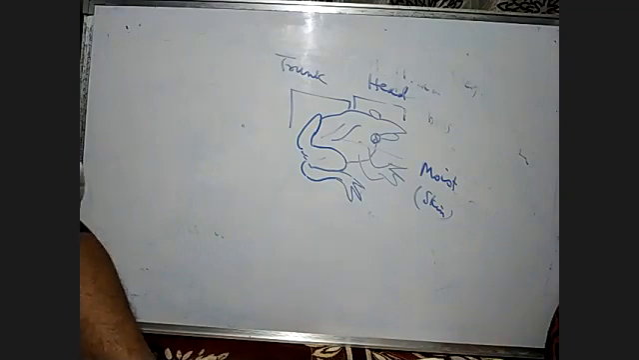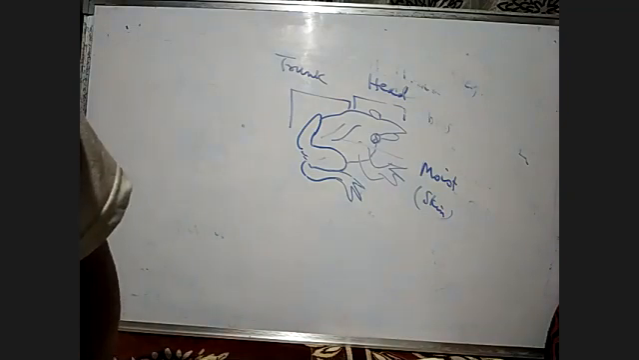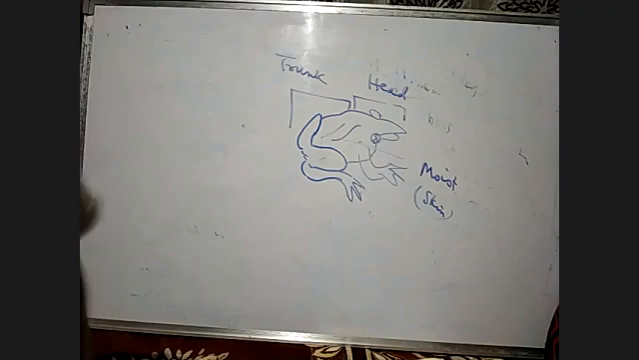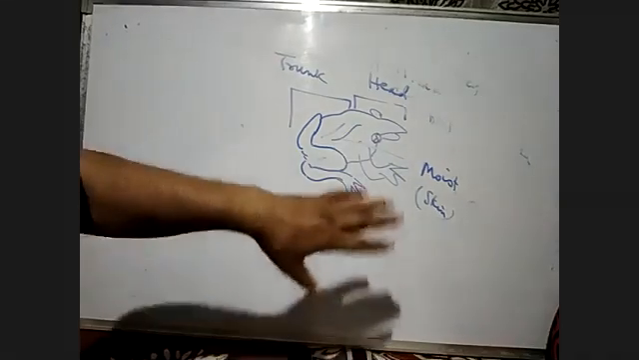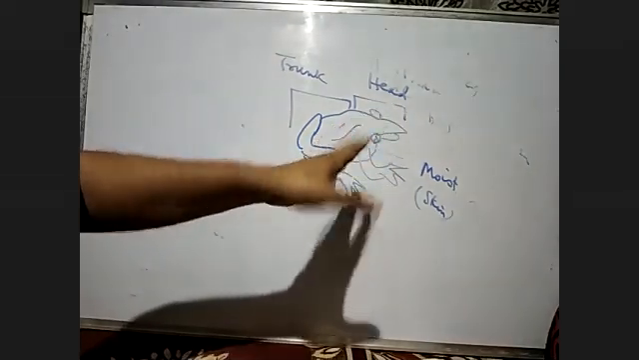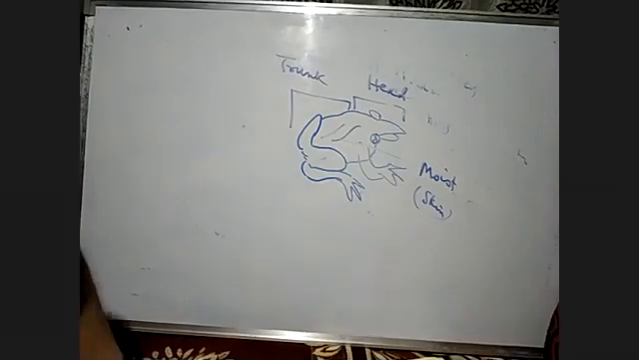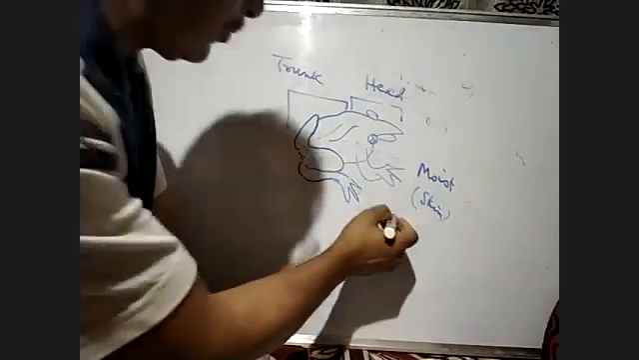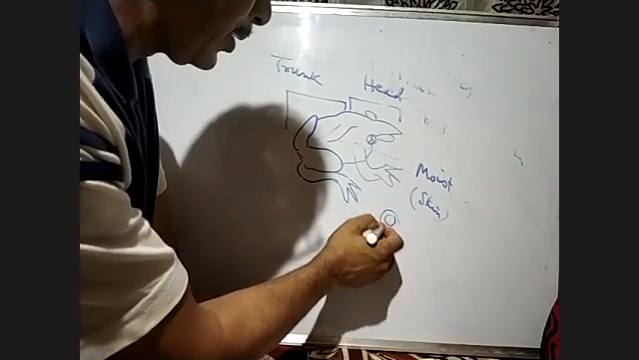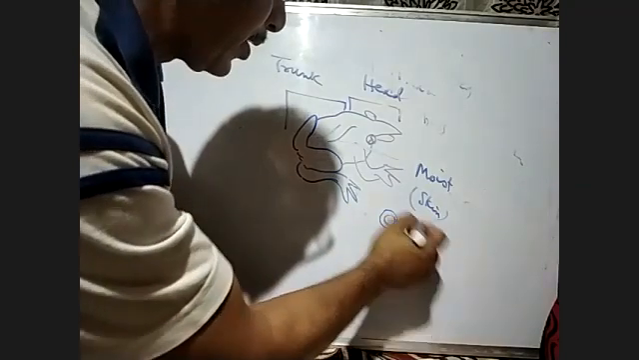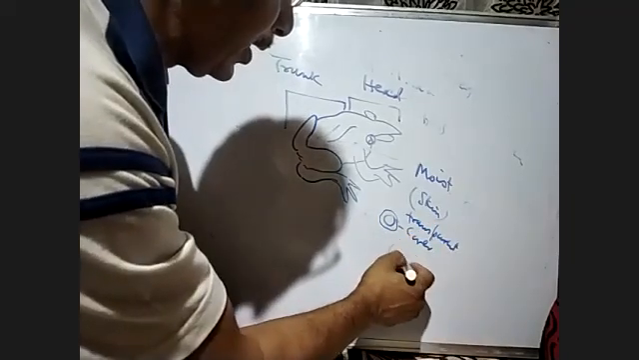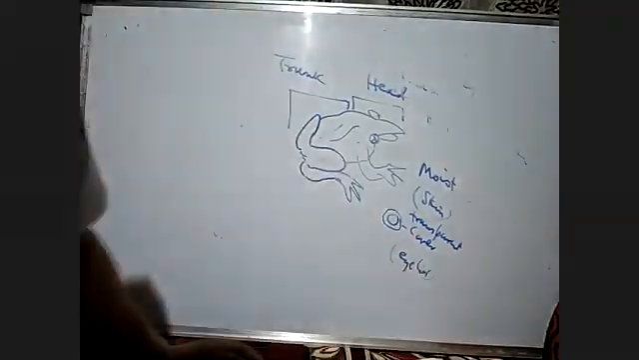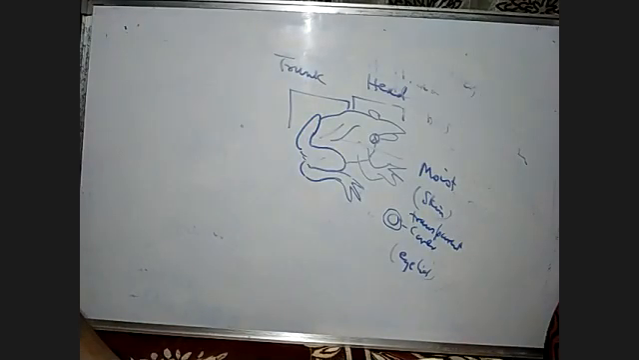Without scale, skin is always moist, and the eyes have eyelids. Eyes are covered by the eyelid. The transparent cover is there, that is called the eyelid. Look at the eye there. On the top of the eye, there is a transparent cover, known as the eyelid. Then the tympanum represents the ear.